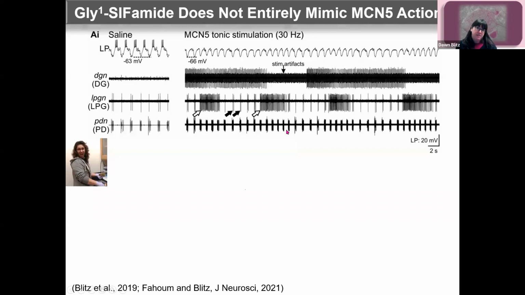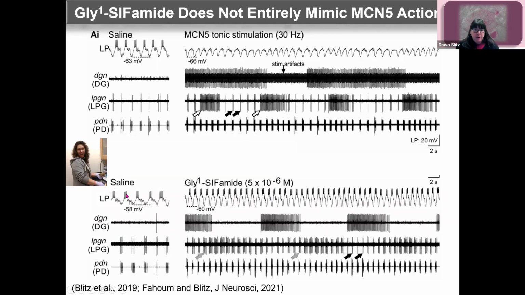We found that gly-1-cifamide mimics some, but not all, of the MCN5 actions. Here on the bottom is gly-1-cifamide, the same preparation as the top. It activates bursting in DG, so that was good. It does excite LPG. We get these envelopes of enhanced activity, but you can see that the bursts are extending beyond the PD burst, but it's not fully escaping from the pyloric rhythm. So that was a difference. The other difference was that LP was inhibited by MCN5, but excited by the peptide. I'm going to skip this data, but just tell you that Savannah showed that MCN5 inhibits LP by using glutamate, so it's a fast glutamatergic inhibition. Again, co-transmitters are important reasons why bath application might not mimic neuronal release.